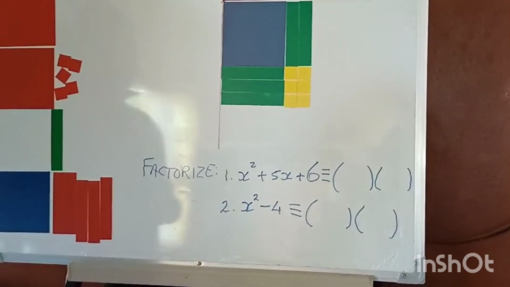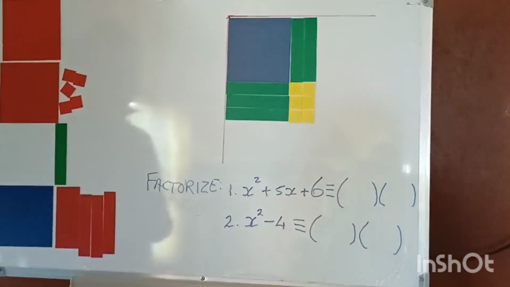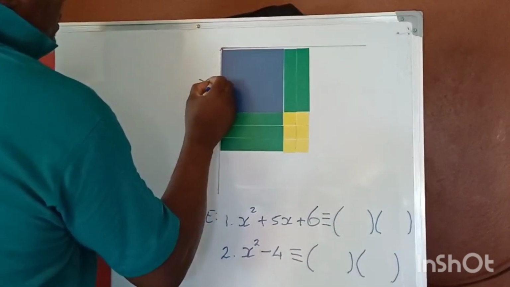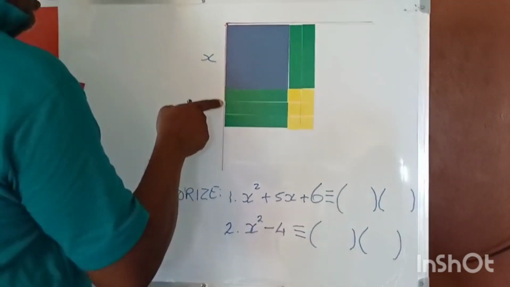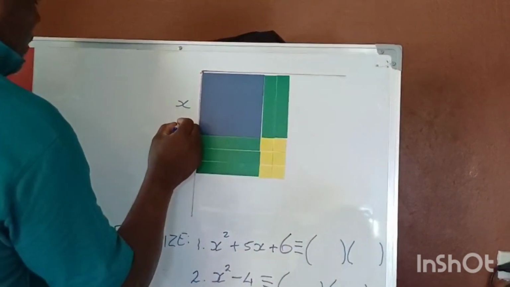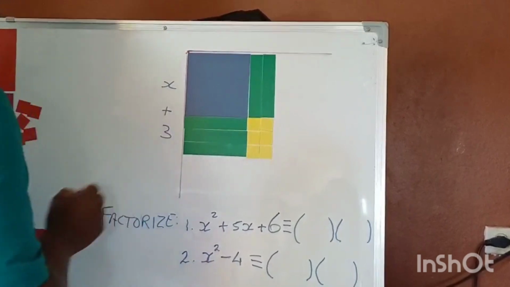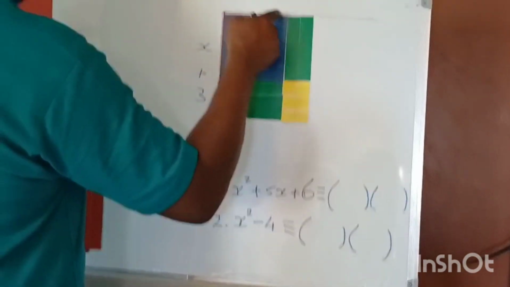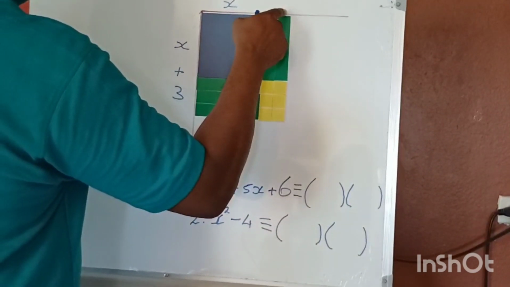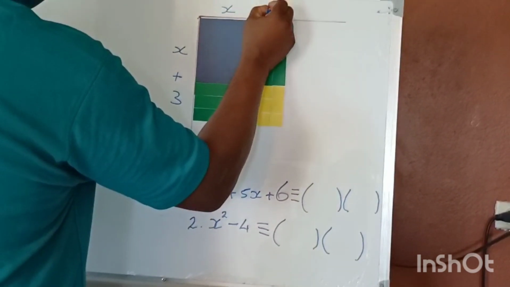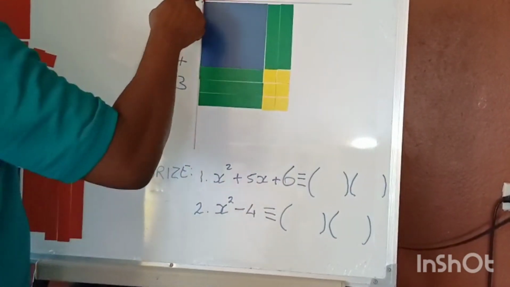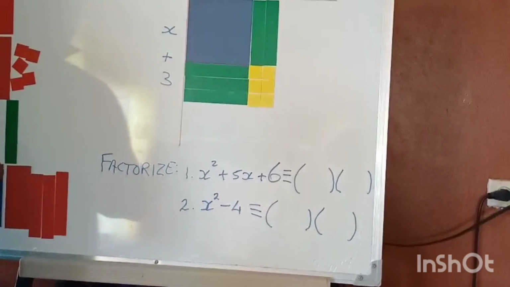All we now have to do is to get the dimension of each side of the rectangle. This side is x units. This is 1 unit, 2 units, 3 units. So this is x plus 3. On this side, this is the x unit, so we put x here. And we have 1 unit, 2 units. So the side here is x plus 2. The side here is x plus 3.